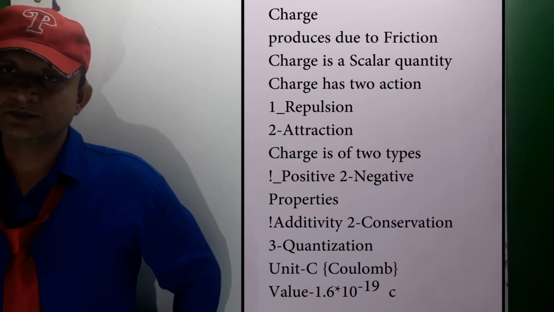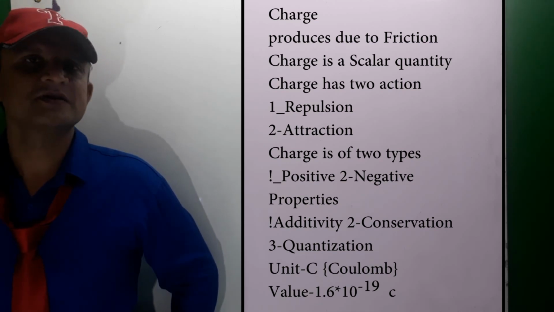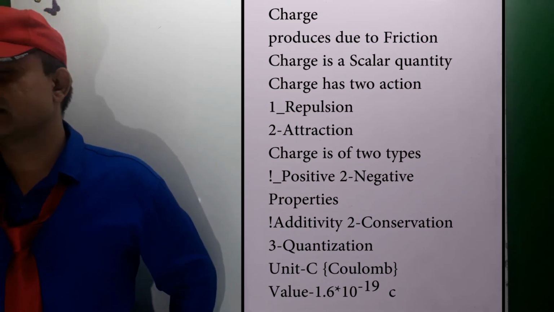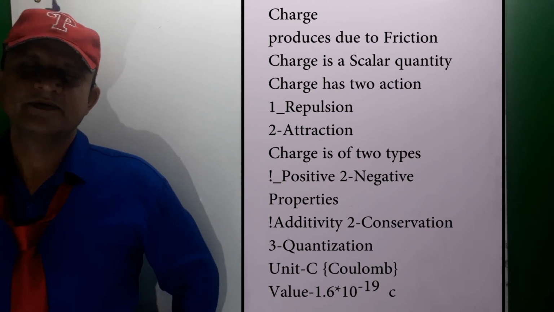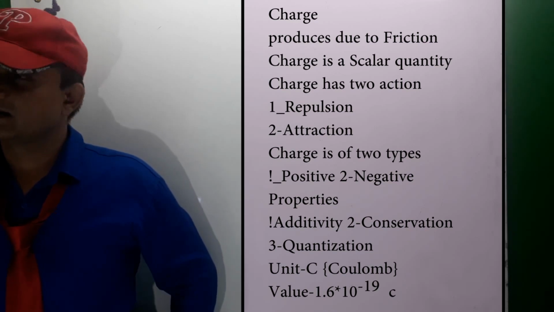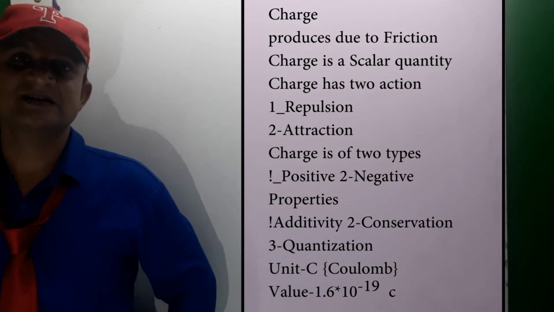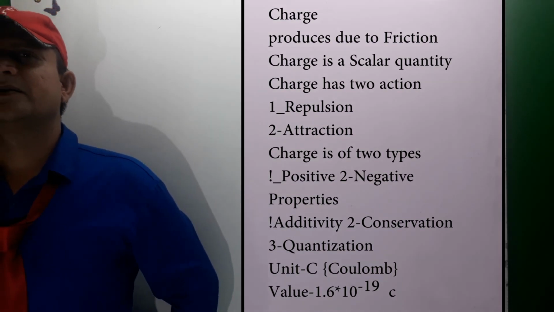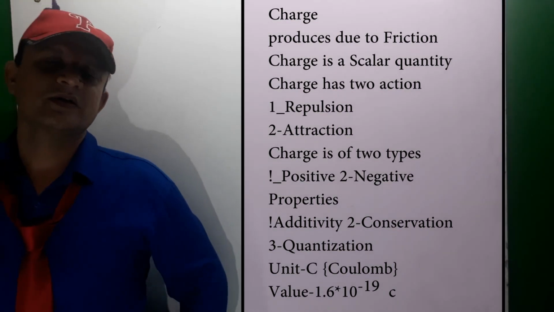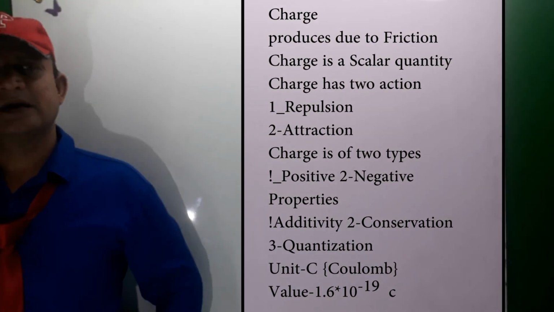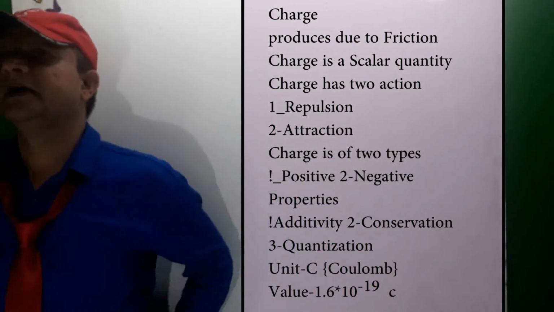So what did we learn now? We learned charge is a phenomenon of friction, of rubbing. When two bodies are rubbed, they leave their electrons and transfer. Charge is a scalar quantity. Charge has a magnitude value of 1.6 × 10^-19 coulomb. Charge has two natures, positive and negative. Charge has two actions, repulsion and attraction. Those are also forces, repulsion force and attraction force. We will discuss it in Coulomb's law.